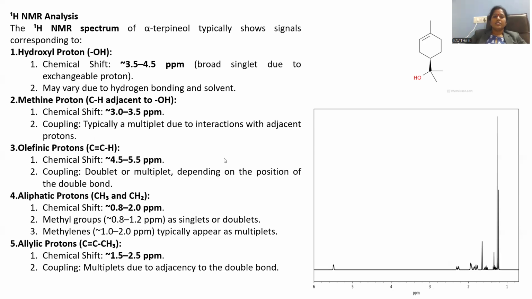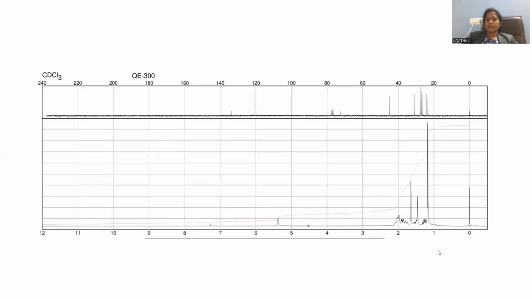So hopefully this is more clear. OH protons give a characteristic peak at 3.5 to 4.5, and methine protons will be there, and we have olefinic protons, aliphatic protons, and allylic protons. This is the way characteristic peaks are very clearly mentioned in this proton NMR spectrum of alpha terpineol.